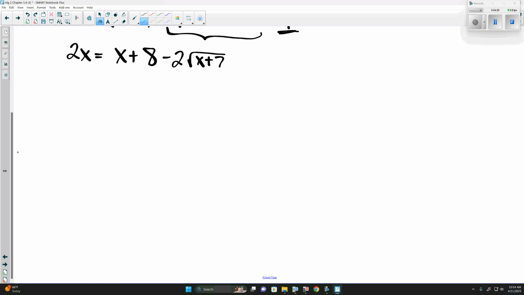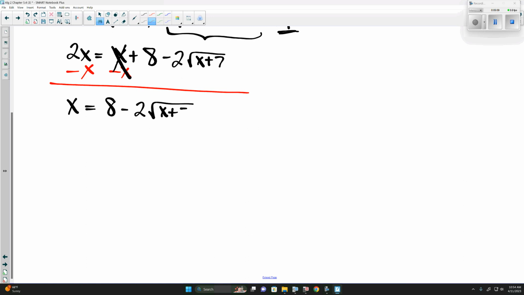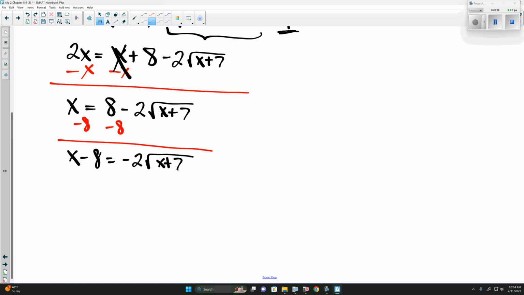To get it by itself, we need to move the x, 8, and negative 2. The first thing we can do is subtract x from both sides. These will cancel. 2x minus x gives us x is equal to 8 minus 2 square root of x plus 7. Again, the radical is not by itself, so next we subtract the 8 from both sides, which tells us that x minus 8 is equal to negative 2 times the square root of x plus 7.